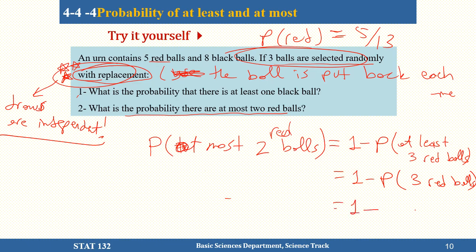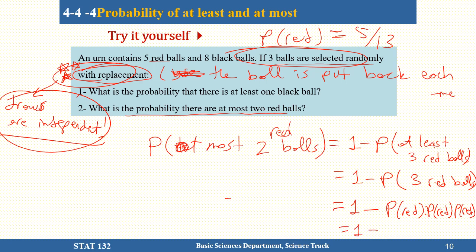This will be 1 minus, and the draws are independent and they don't affect each other. So it will be the probability of red, the first one, the second one, and the third one. And again, it will be 1 minus 5 over 13 cubed. And this is the answer.